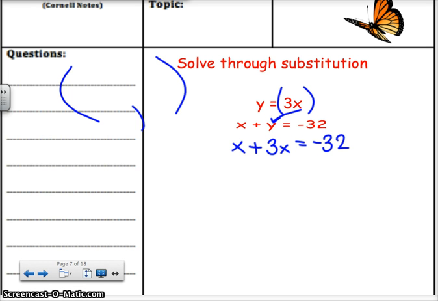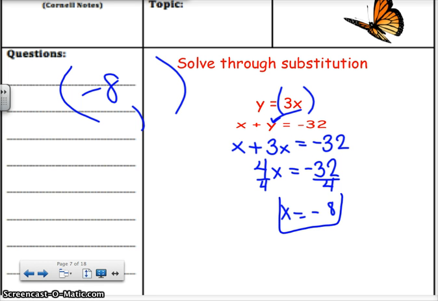1x plus 3x is 4x equals negative 32. Divide by 4, divide by 4, x is negative 8. That's my x. I'm only halfway done. Now I need my y. So I go back to where I started.